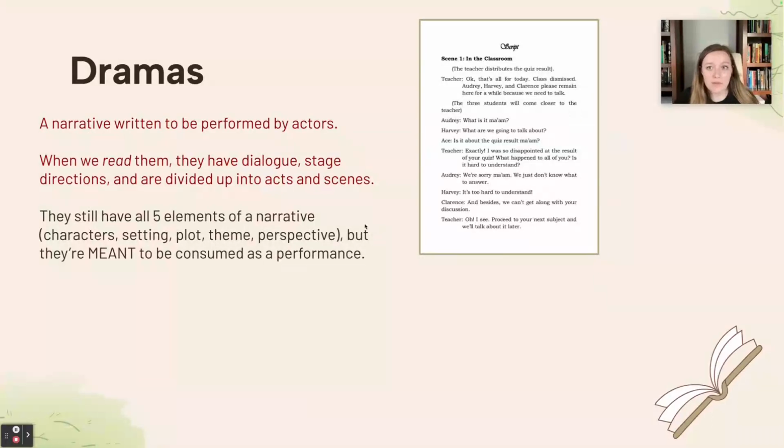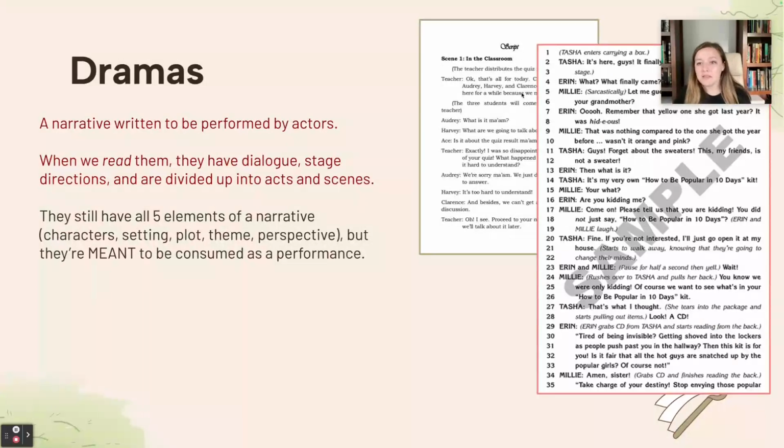Now, there are a lot of different ways these can look, but all of them will have the fact that a character talks. That's called dialogue. So there's a character, that's where they're talking. They'll have stage directions, which aren't for us to read aloud. Like if we were performing this as a class, we wouldn't read "the teacher distributes the quiz results." We would just see that happen, or it's a note for the actor.